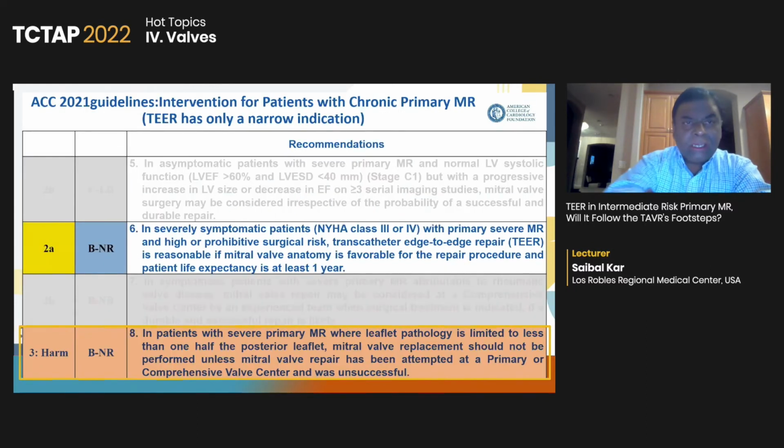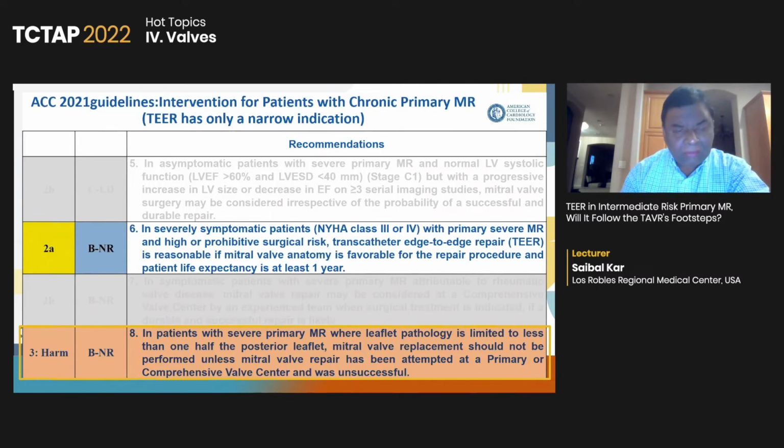If we now look at the indications for chronic MR and go a little bit further, you can see that transcatheter edge-to-edge repair has a very narrow indication for only severely symptomatic patients who are high or even prohibitive risk. And this is based on non-randomized data. It's actually the EVEREST II high-risk registry.